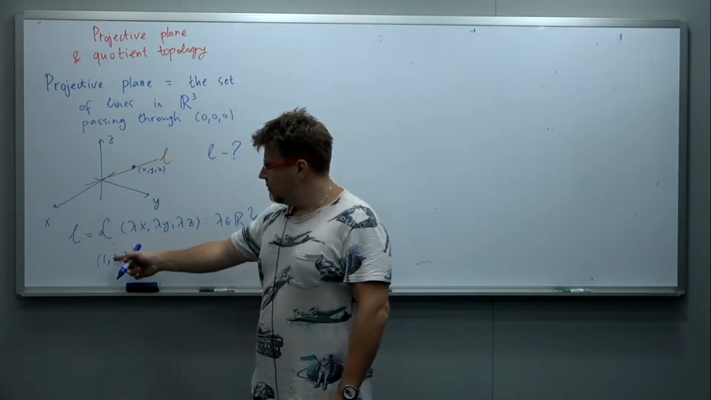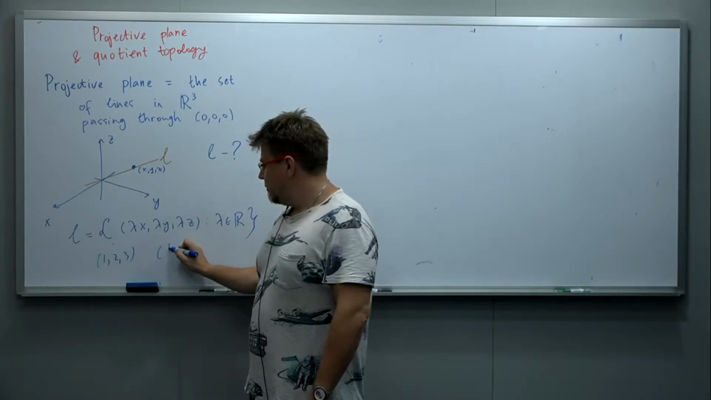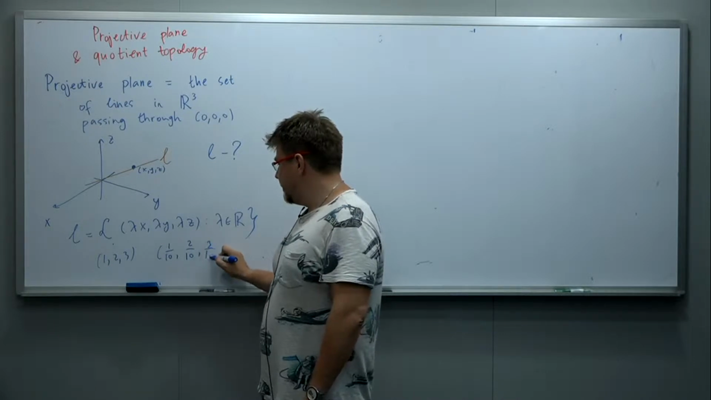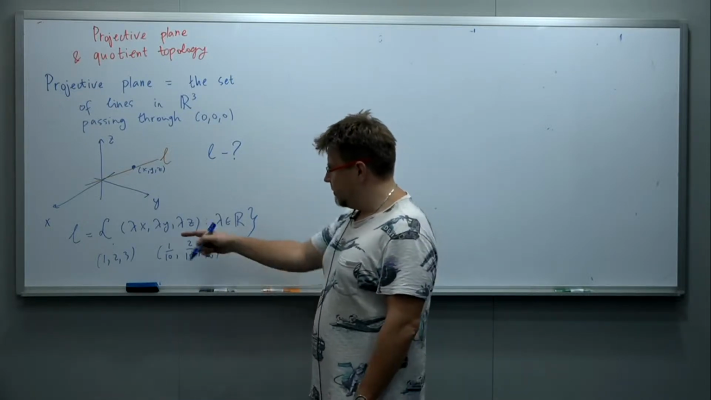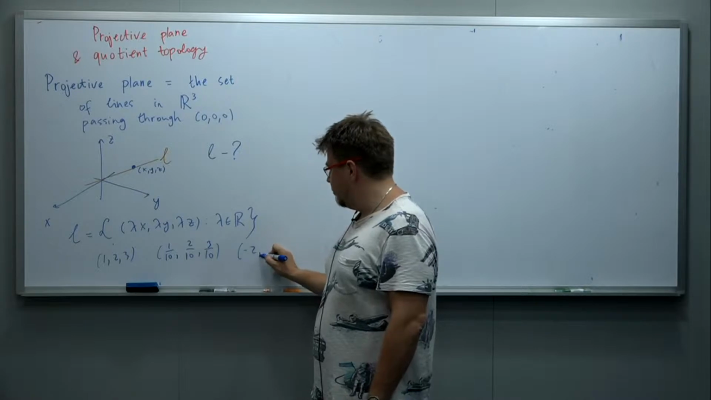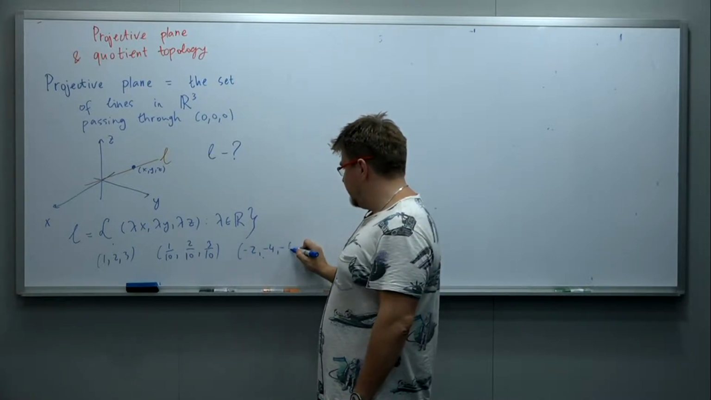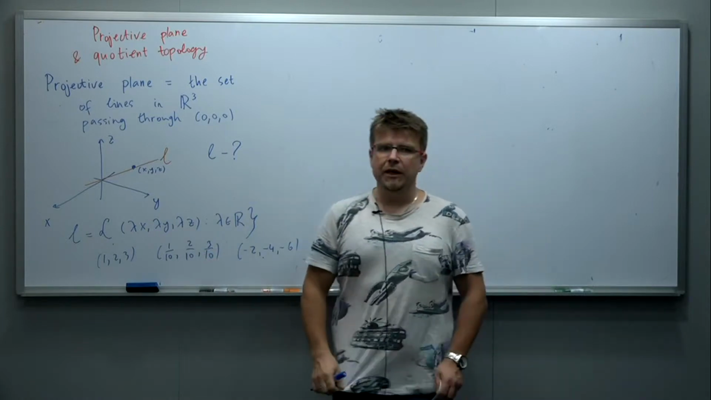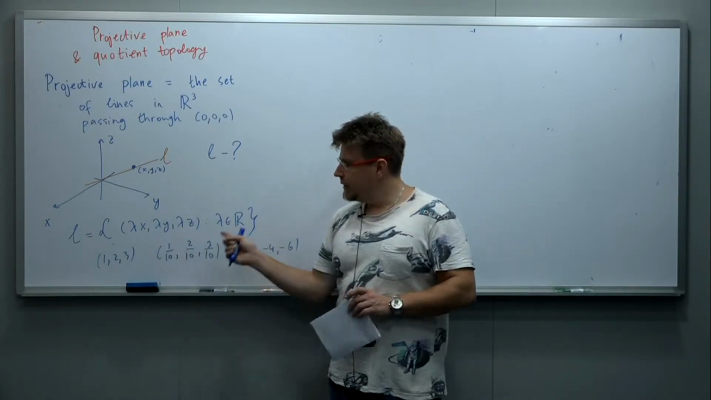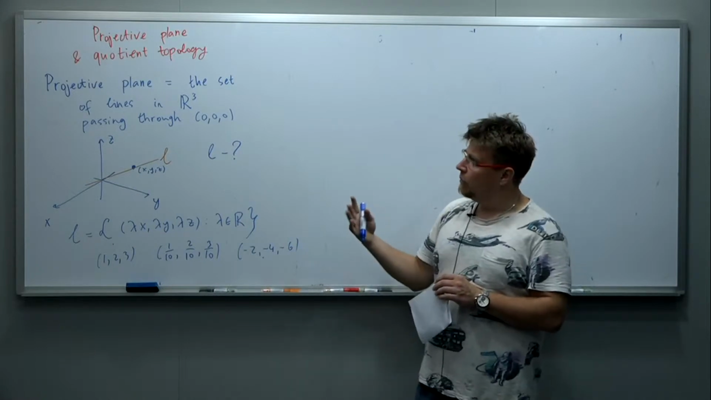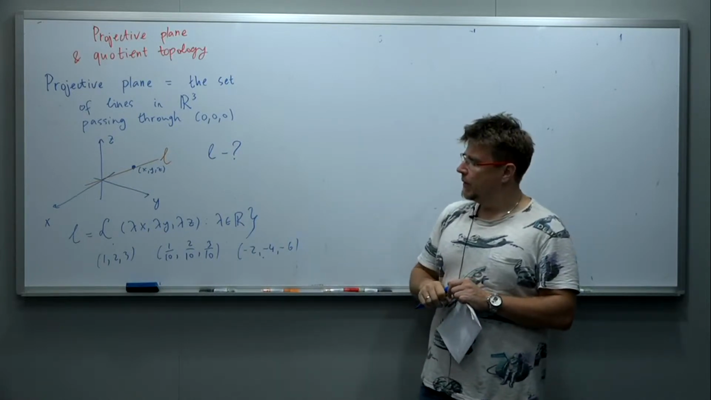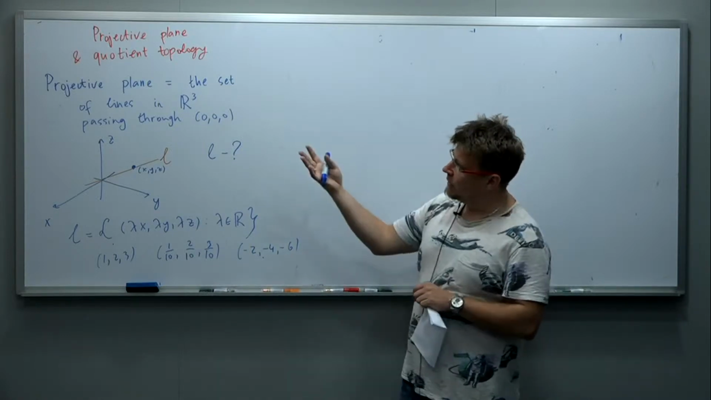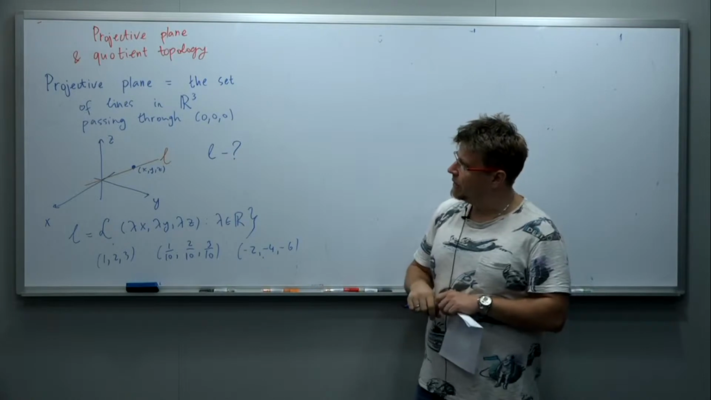So for example, if this is, I don't know, the point 1, 2, 3, then if you multiply 1, 2, 3 by, say, 1/10, you get 1/10, 2/10, 3/10, or if you multiply it by, say, -2, you get -2, -4, -6. These 3 points and the origin belong to the same line. Right, so all these represent the same point of the projective plane. Well, but then you can construct the projective plane as the quotient space.